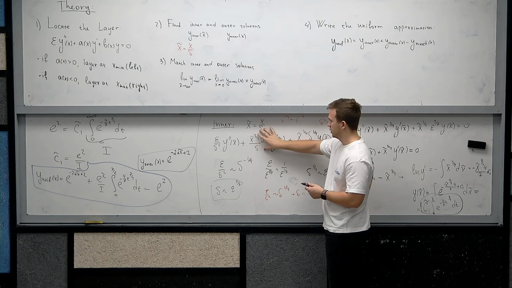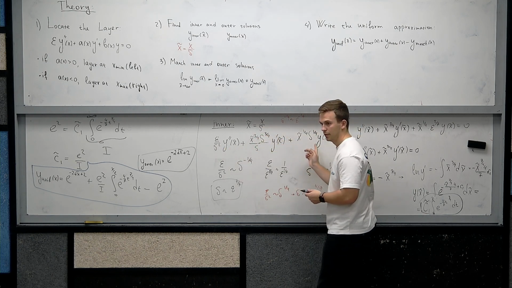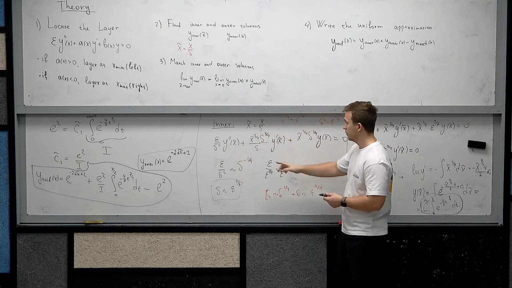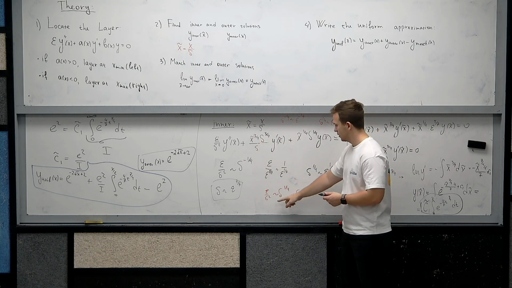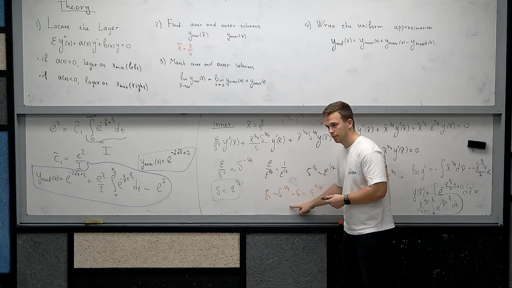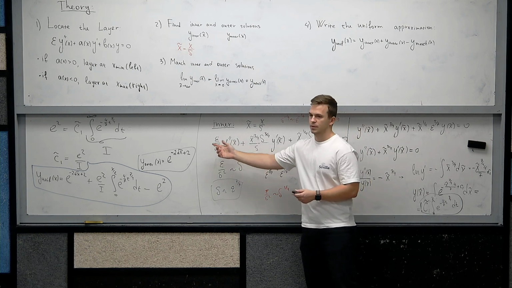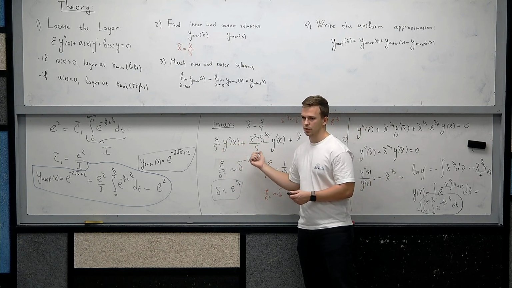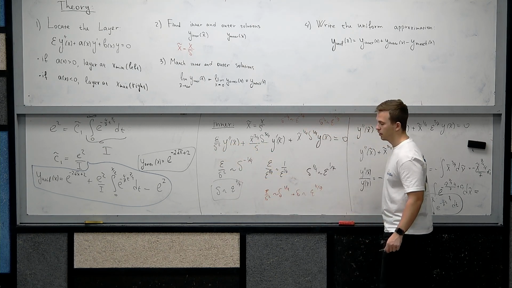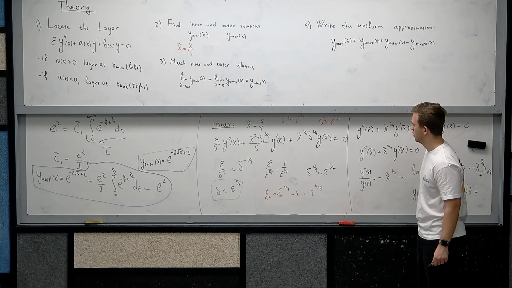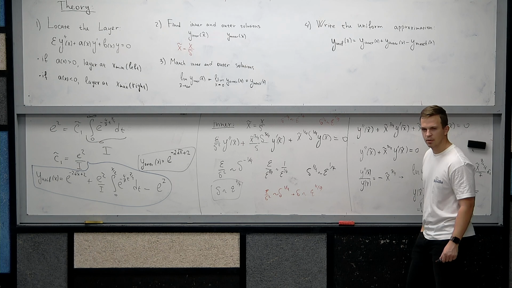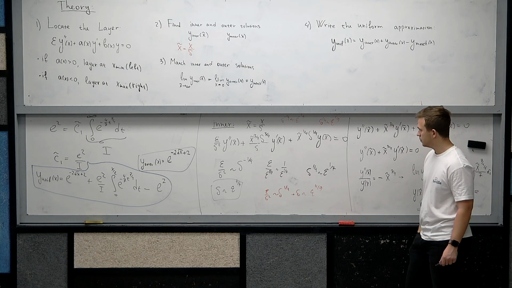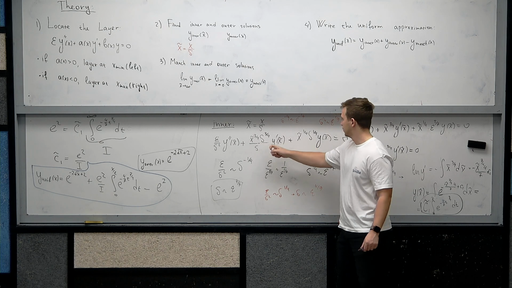Because this coefficient is dominant, much larger than this and this. That means this assumption was wrong, and that's why I need to find a different pair of coefficients. Can we match the second and the third term? We say that the second is asymptotic to the third one. Yes.